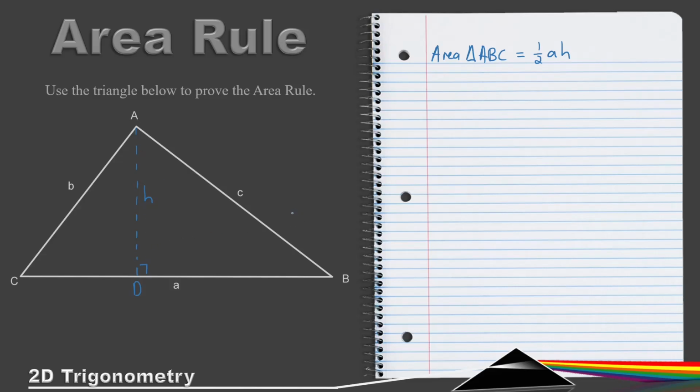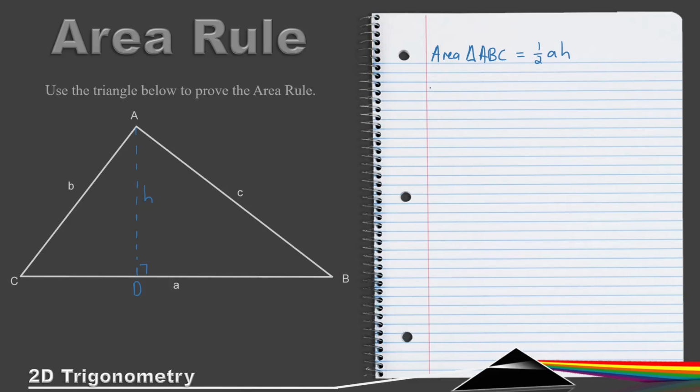Alright, now next up, we are going to have to find H in terms of something else. So we can choose either C or B, and then we're going to apply the sine ratio. And it's easy to remember to apply the sine ratio because the area rule contains the sine. So we're going to say, okay, I'm going to choose B.